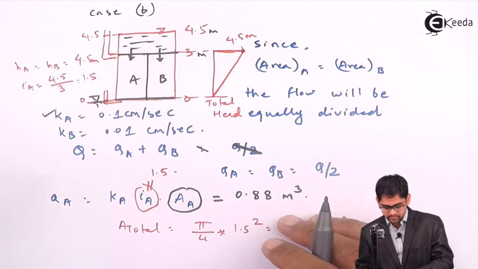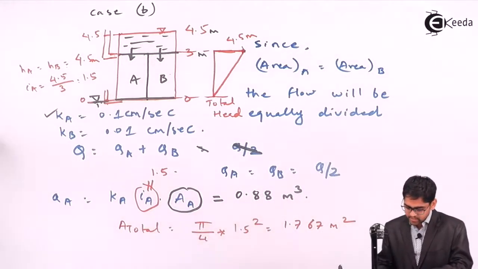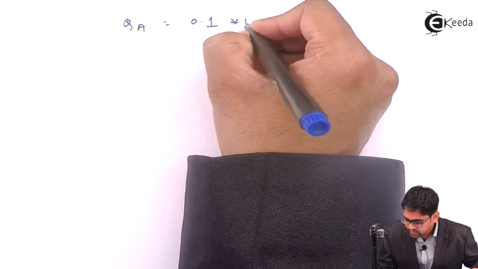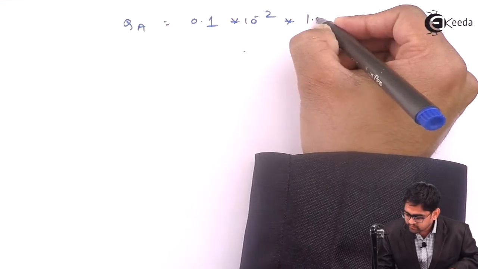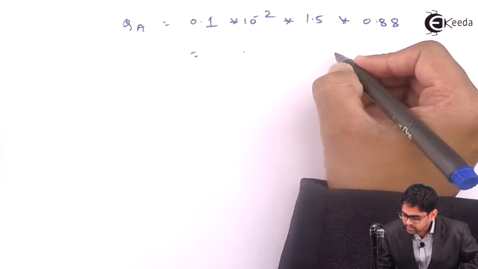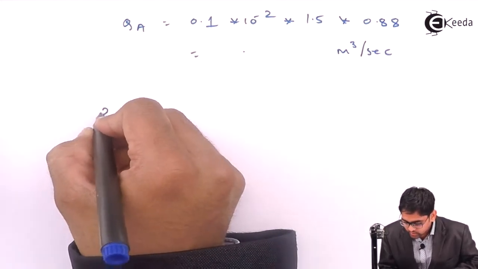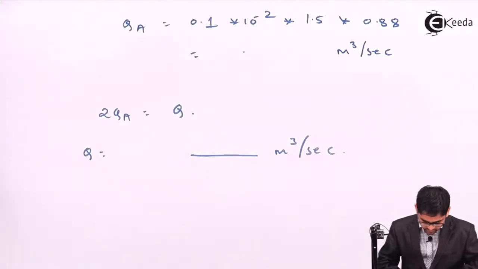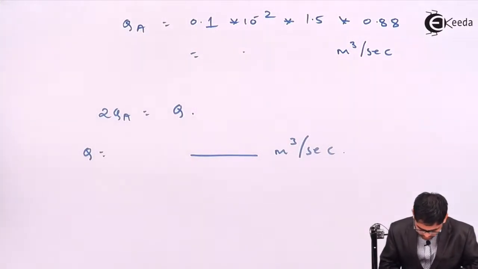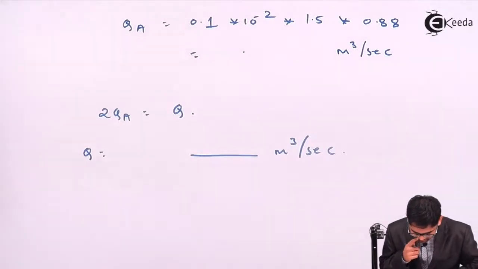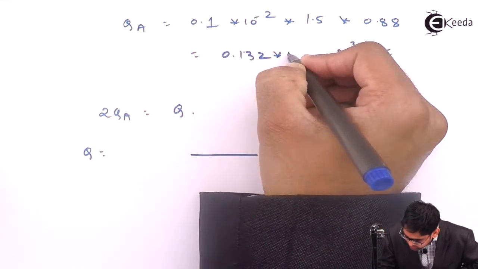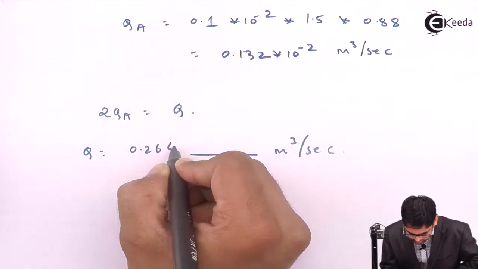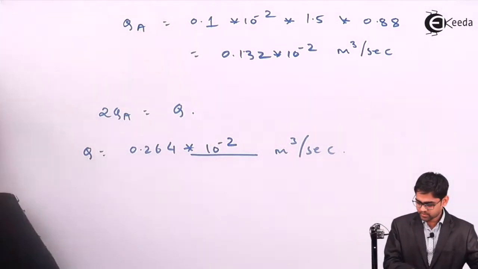So hence only the problem is left with the total quantity estimation. Since all the parameters are known to you, you can calculate QA equals 0.1 into 10 raised to minus 2 meter per second into IA 1.5 into AA 0.88. You will get the answer in meter cube per second, and you just need to take twice of QA, which becomes the total Q. So from this, 0.1 into 1.5 into 0.88, we get 0.132 into 10 raised to minus 2 meter cube per second. You need to make twice of it, so it becomes 0.264 into 10 raised to minus 2 meter cube per second.